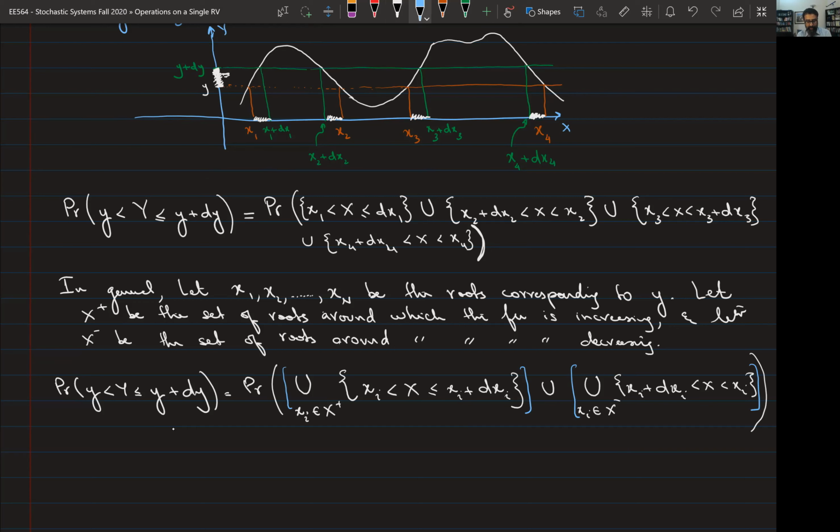Any questions here? Right. So all I've done is just some generalization. I've split up the roots into two sets. The first set contains all of the roots around which the slope of the function is positive, and the second set is the set of all roots around which the slope of the function is negative. So the function is decreasing there. Because those are the two sets, right? And where the slope is negative, dx of course is negative because the function is decreasing. So therefore, for all of those values, this appears here.